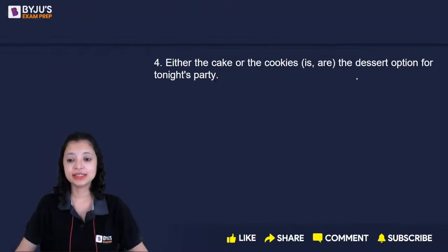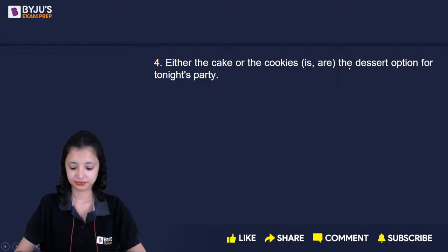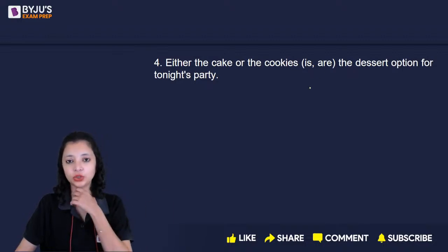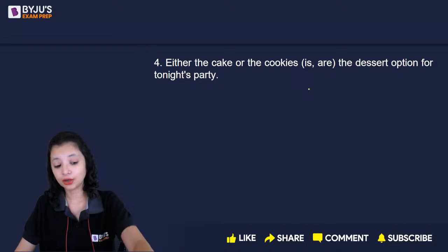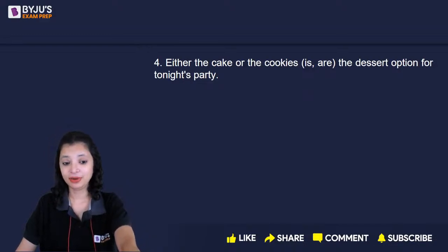Either the cake or the cookies are the dessert option for tonight's party. I taught you this rule in question number 2. If you remember it, you shall be able to answer that as well. Either or, neither nor, not only but also. Remember, I taught you the rule. The same rule is applicable here.